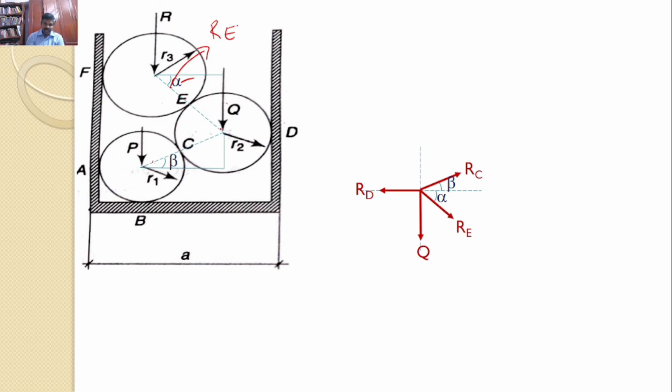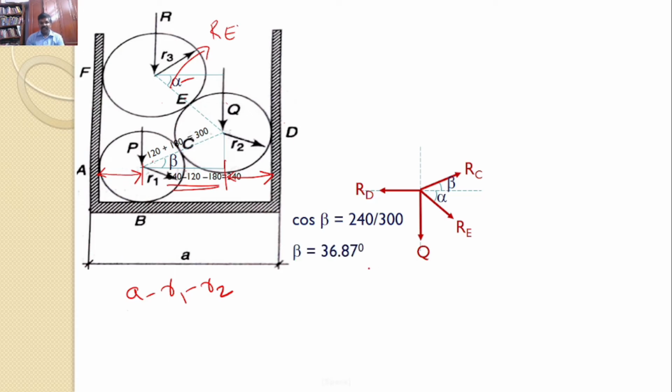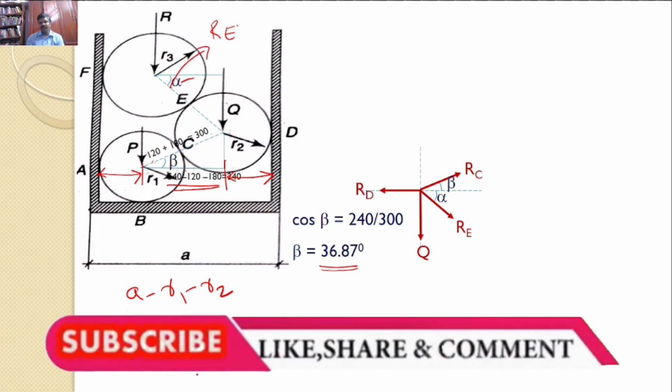This value you can clearly see, this is R1 plus R2. So you can write it is 120 plus 180, that is 300. And what about this horizontal distance? Same is the case now. Out of this total A, this value is R1 you know, and this value is R2 you know. So this horizontal distance is equal to A minus R1 minus R2. So this is the value. Hence you can find cos beta is equal to 240 by 300, which gives the value of 36.87. So this beta is equal to 36.87.